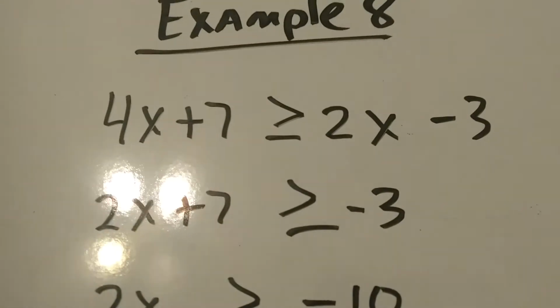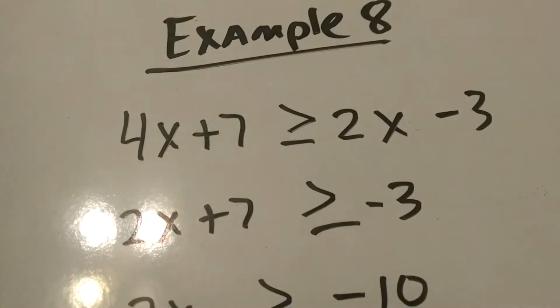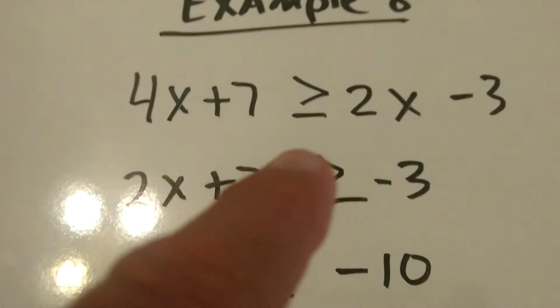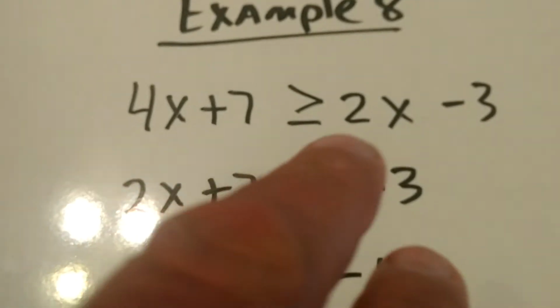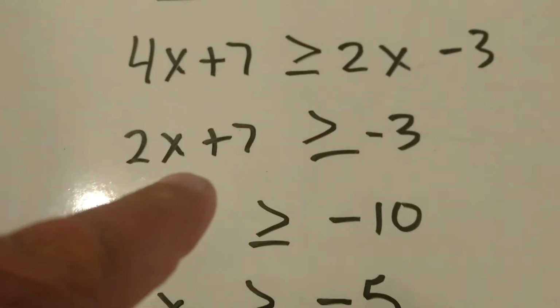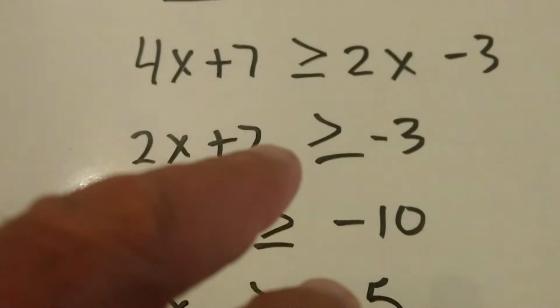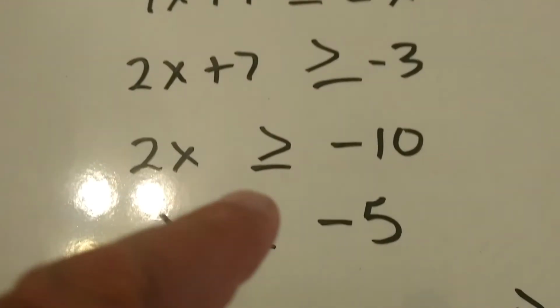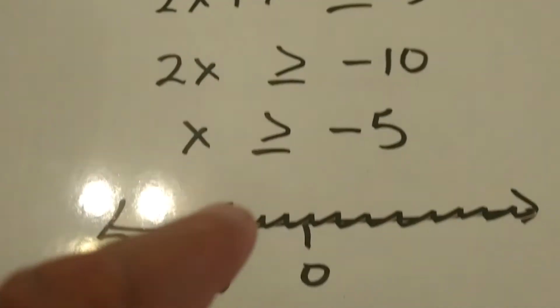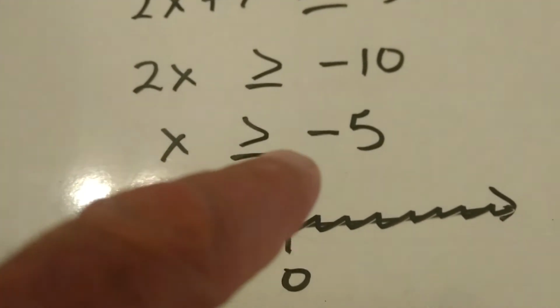Here's example 8. It's a little different algebraic problem. This is where we have a variable on both sides of the equation. So I'm going to subtract the 2x from the 4x and get it in two-step form. Now that I'm in two-step form, I'm going to subtract the 7. I get 2x greater than or equal to negative 10. I'll divide by 2. I get x is greater than or equal to negative 5.